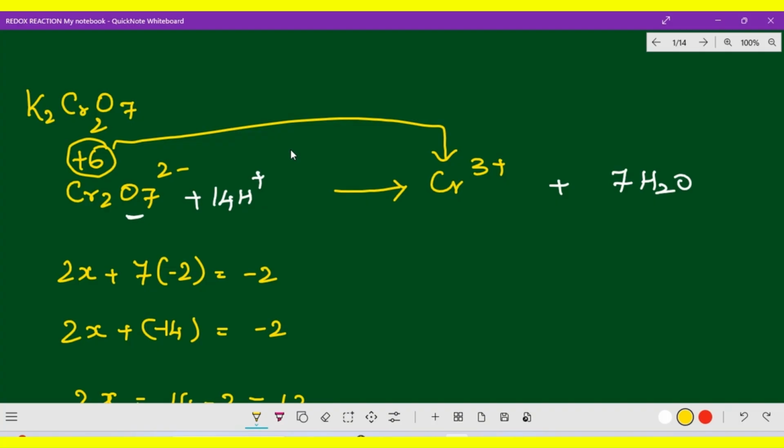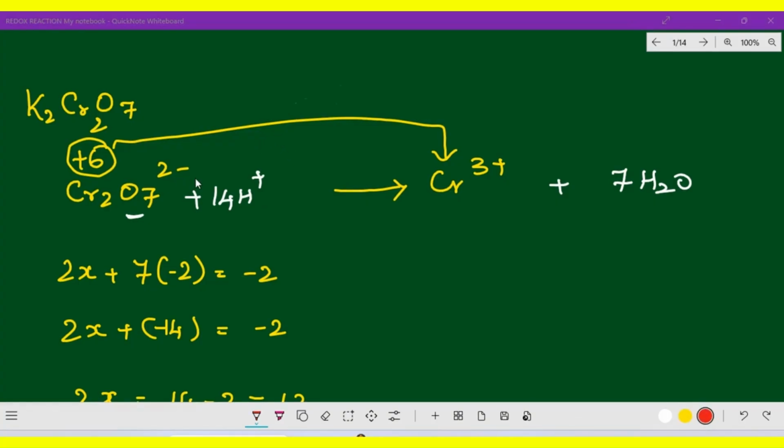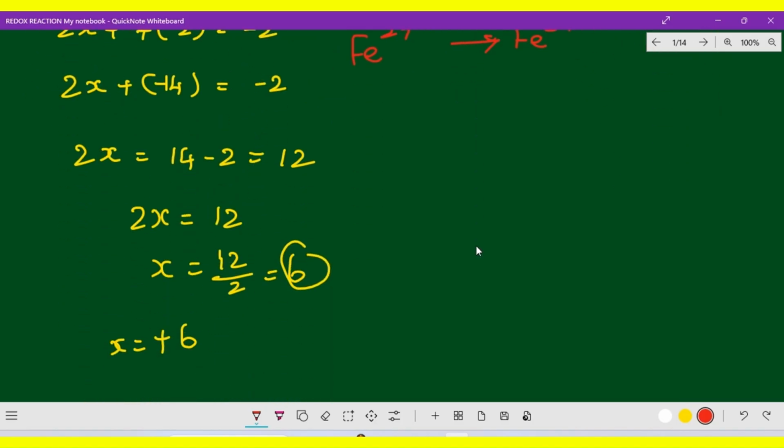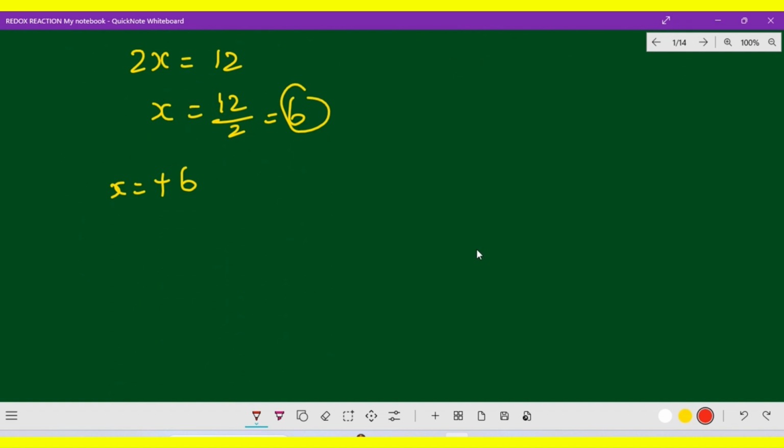How many electrons change here? The number of electron change is 6. How do we get 6? For one chromium atom it is 3, and 2 chromium atoms are available. So the n factor of K2Cr2O7 is 6. Now the same way, Fe2 plus is converted to Fe3 plus, so the n factor, the number of electron change, is 1.